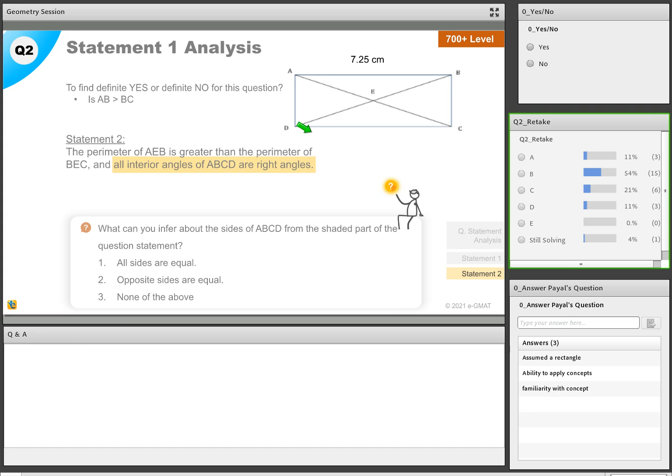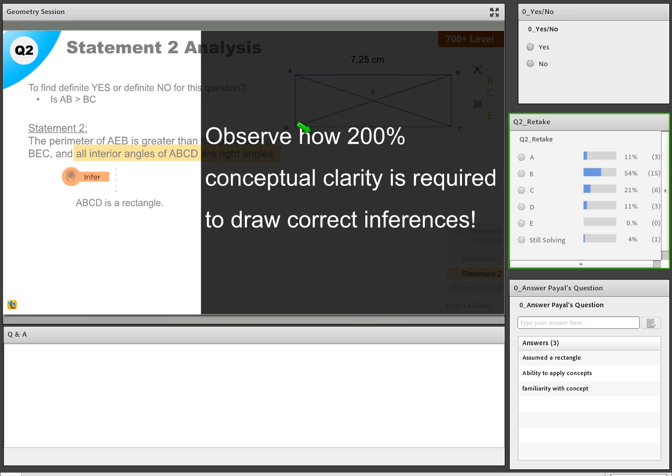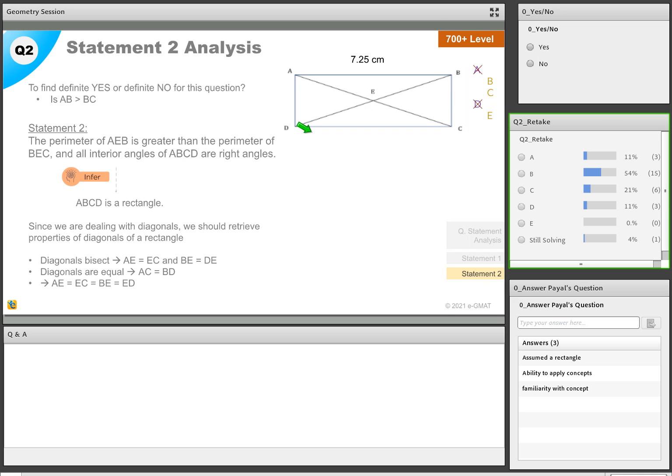Okay. Now, statement number 2: the perimeter of AEB is greater than the perimeter of BEC, and all interior angles of ABCD are right angles. When you look at statement 2, you can infer that ABCD is a rectangle. You take that inference drawn from the information about the interior angles and then you proceed. Now you retrieve the concepts pertaining to diagonals of a rectangle. What you get is that diagonals bisect each other. AE is equal to EC and BE is equal to ED.